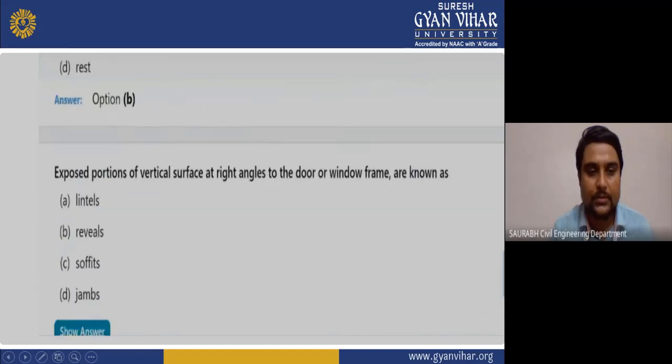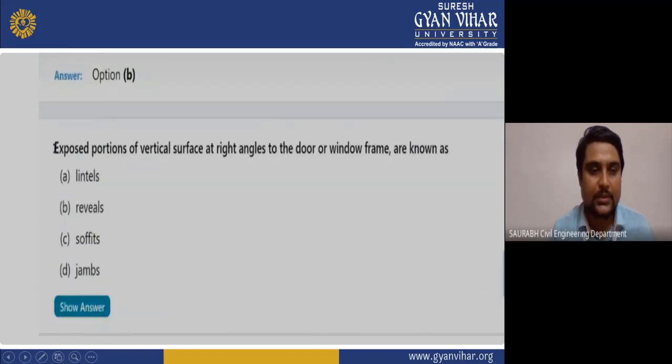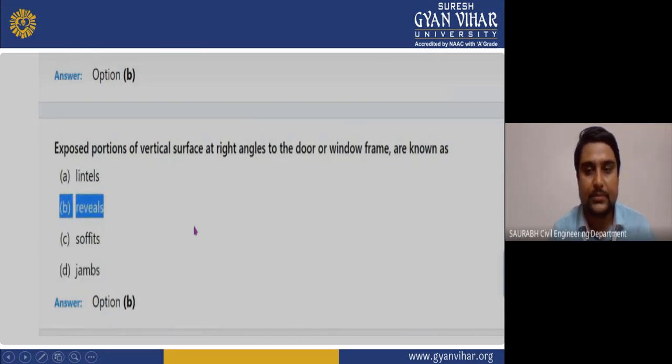Come on the next question. The exposed portion of a vertical surface at right angles to the door or window frame is known as? The first option is lintels, then reveals, soffits, jambs. The right answer will be D, which is known as reveals.